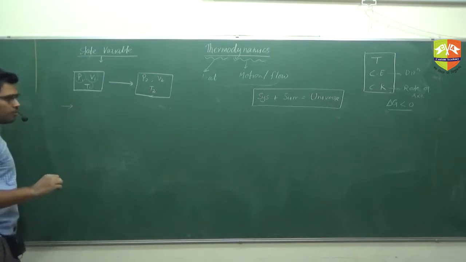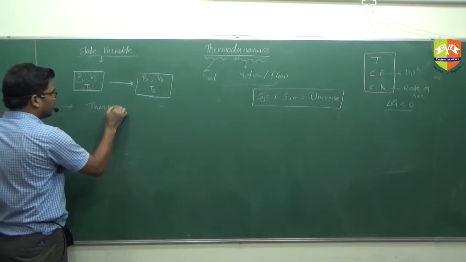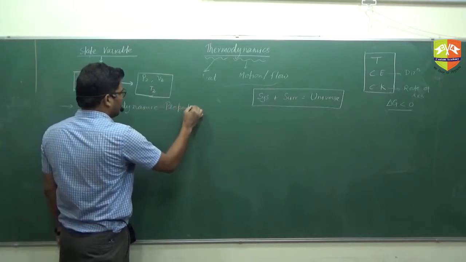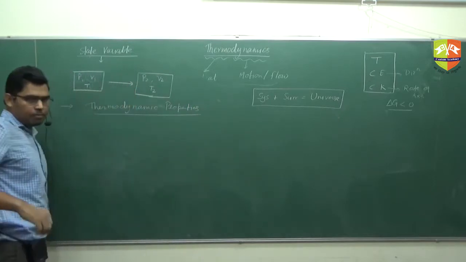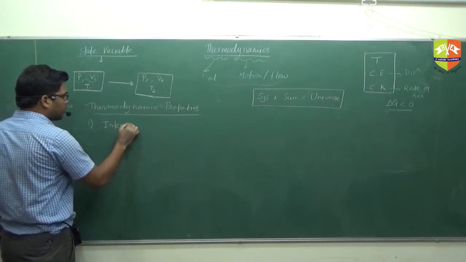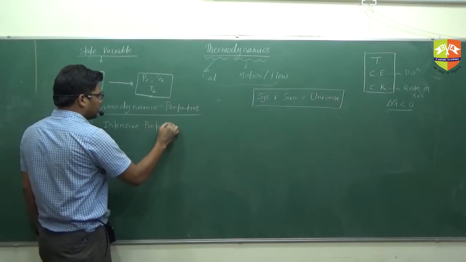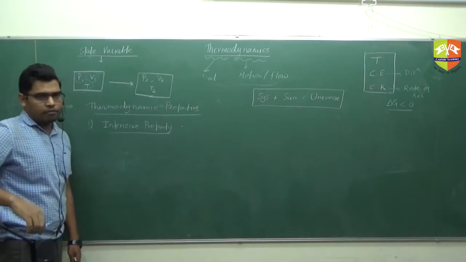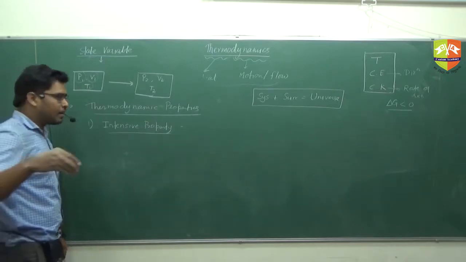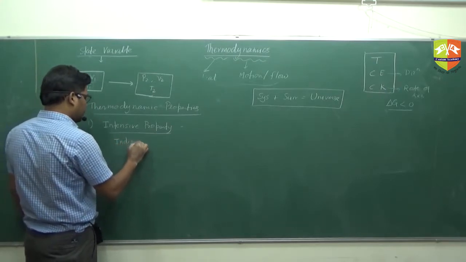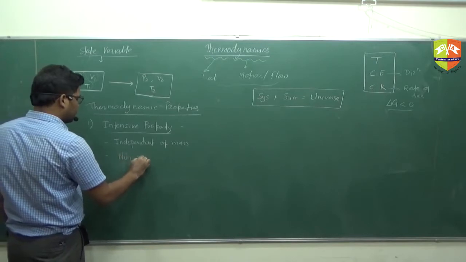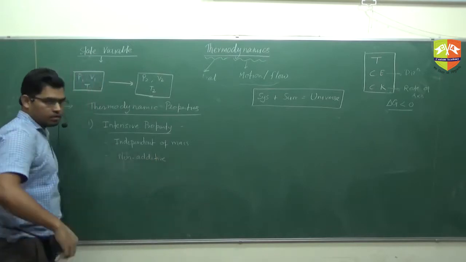Next point, write down: there are various thermodynamic properties. Two types of thermodynamic properties we have: one which depends upon mass and one which does not depend upon mass. First, the intensive property. These are the properties which are independent of mass, do not depend upon mass, and are non-additive, you cannot add them.